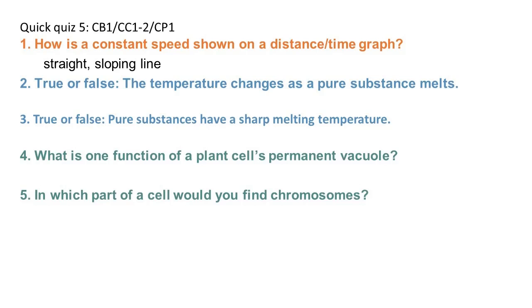So this will be a straight line, but it will be sloping. It could either be sloping up or it could be sloping down. If it was sloping up, you'd be moving away from your starting position. And if it was sloping down, you'd be moving towards your starting position.